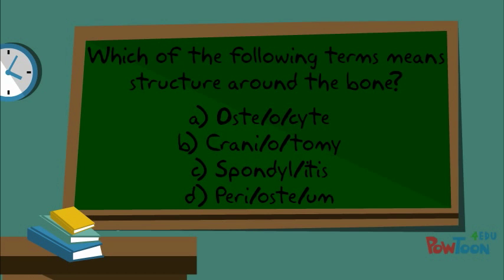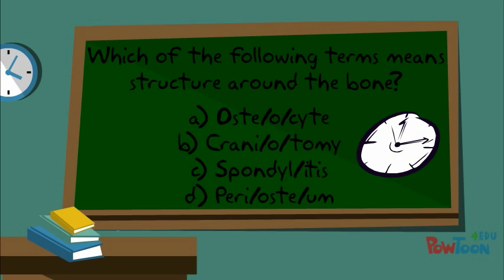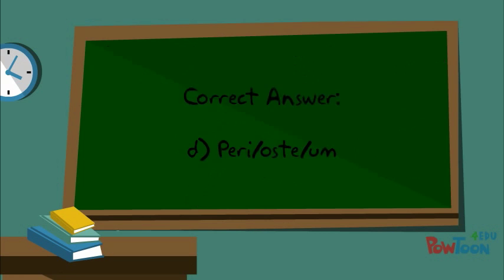Which of the following terms means structure around the bone? That's it, the correct answer is D, periosteum.